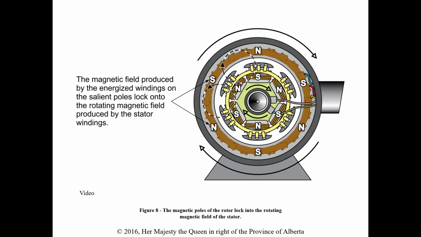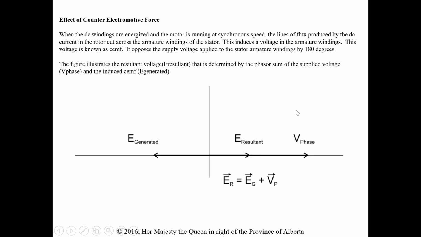So again, with the induction motor or squirrel cage induction motor, we never got up to that speed because we didn't have this extra magnetic field on the rotor. But we do for the synchronous motor. So that's how we get that magnetic locking. That's how it locks onto the rotating field from the stator.